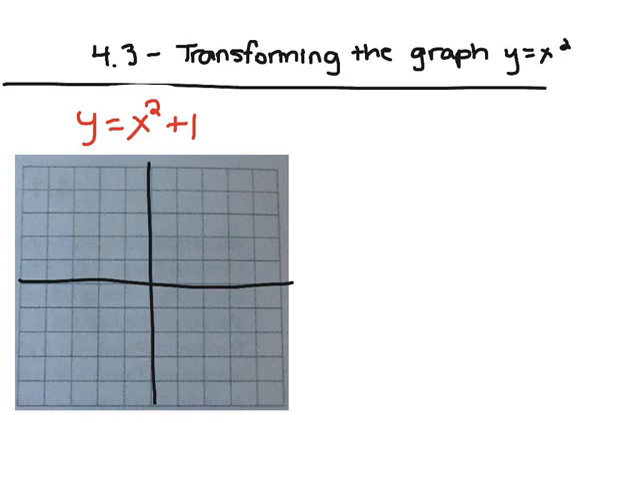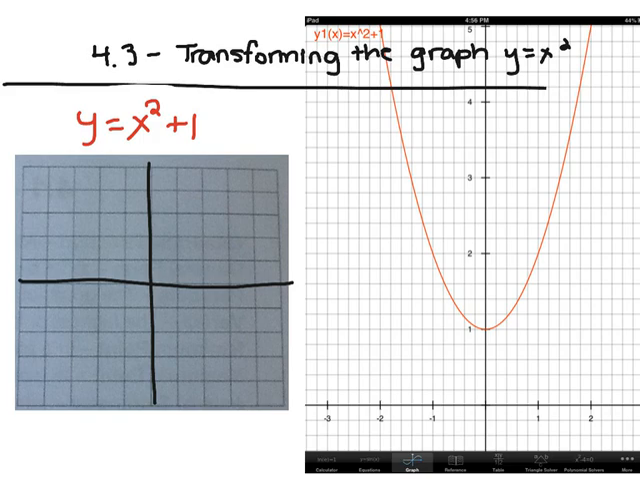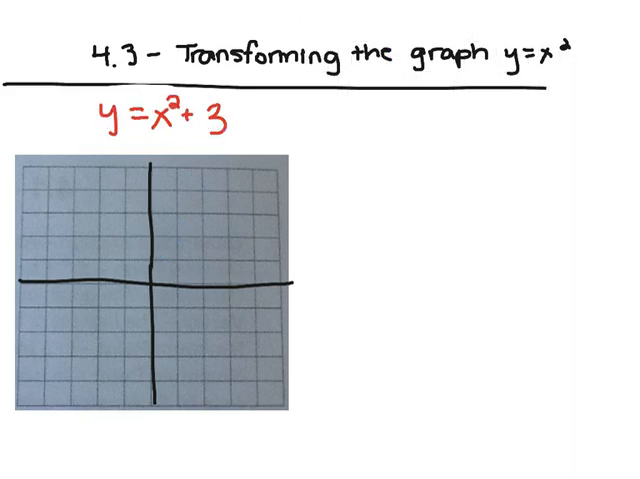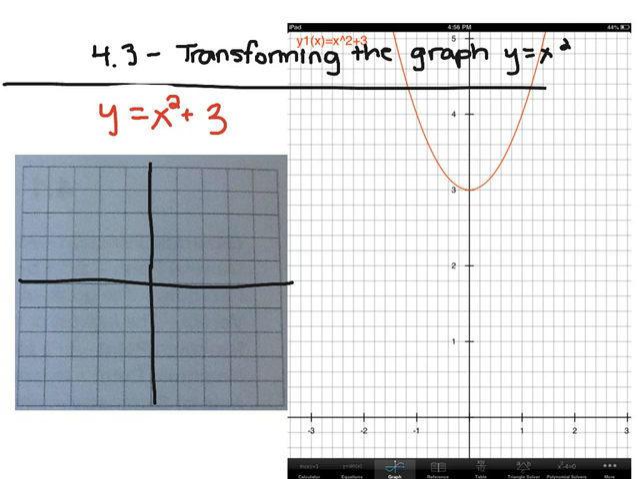For the next one, if you take x squared plus 1 and type this into your graphing calculator, you should get something that looks like this. As you can see, the graph of x squared plus 1 has been moved one place up. So when we draw this on here, we just need to show that it's been moved up 1. If you check your second one, x squared plus 3, you can see that it's moved up 3 spots, so it's up here.